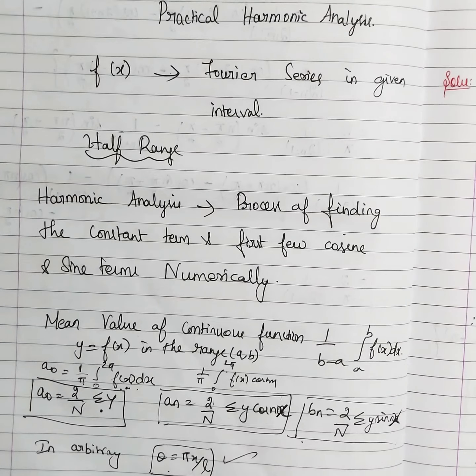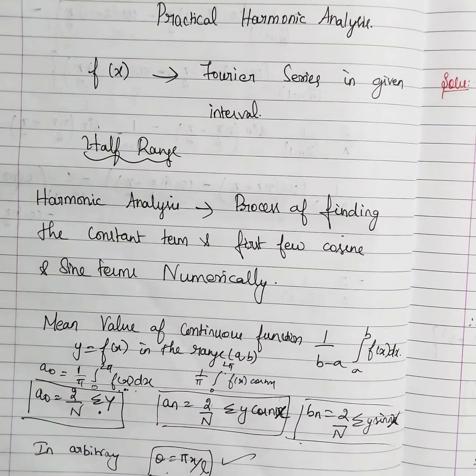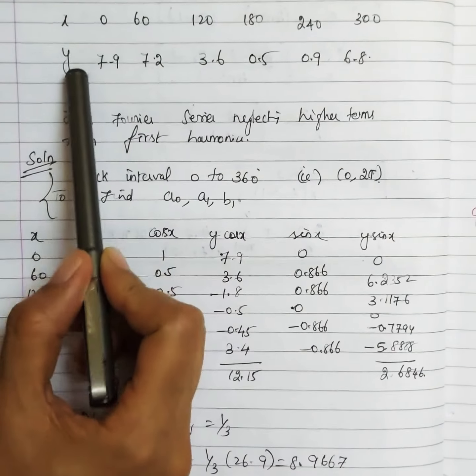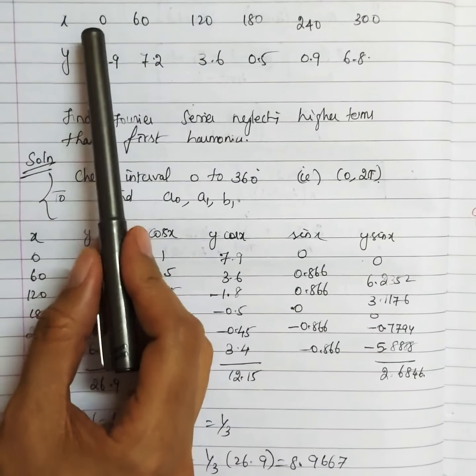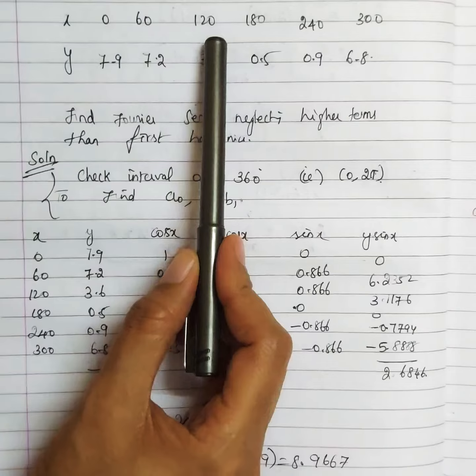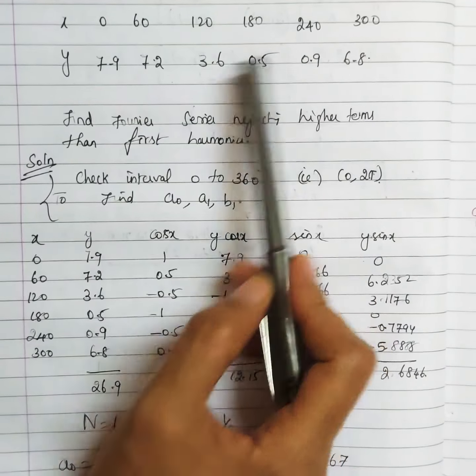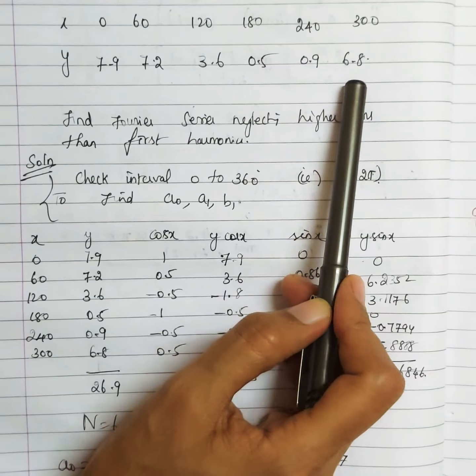So take your calculator and get ready. Yes, let's solve this simple problem. They have given some set of x and y values. X values 0, 60, 120, 180, 240, 300. These are the x values. Corresponding y values they have given.